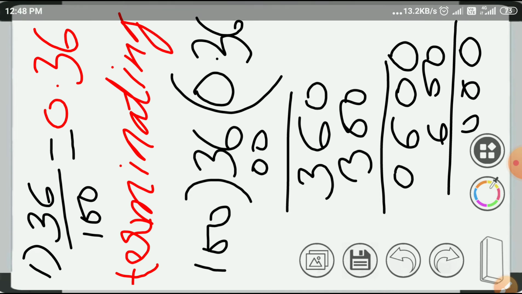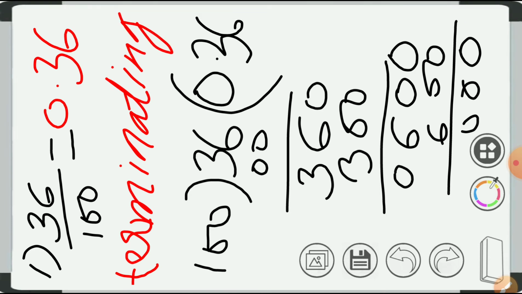Why should you write here terminating? Because our remainder is 0. That's why I write here terminating. This is the first question. Okay. Now next, go to the second question.